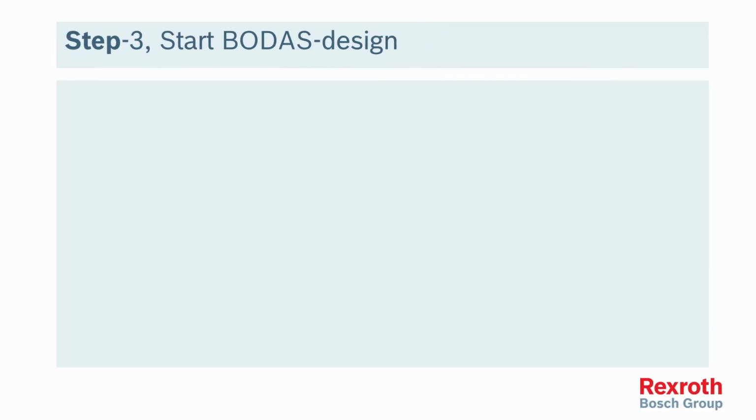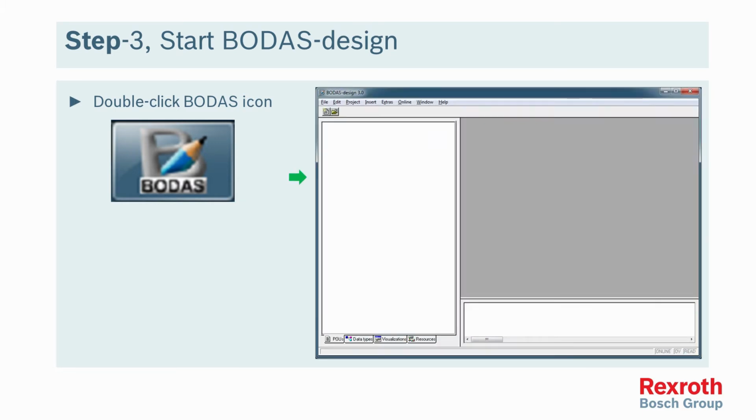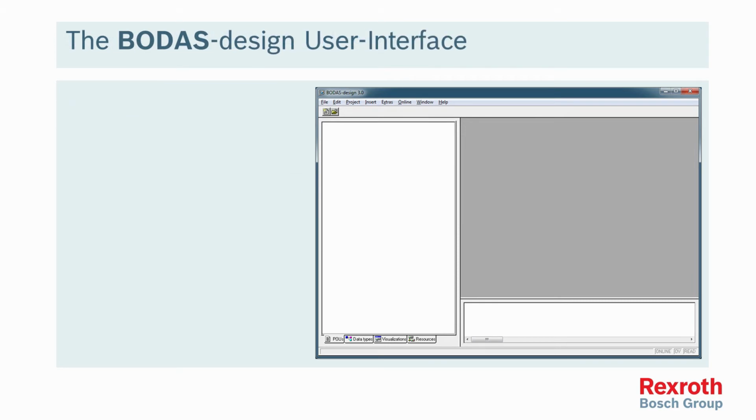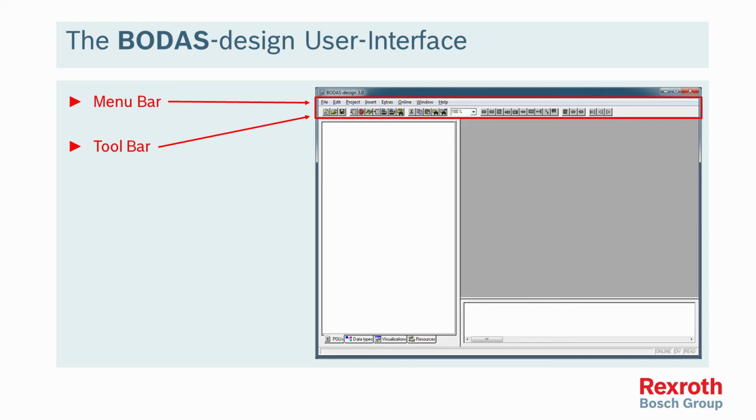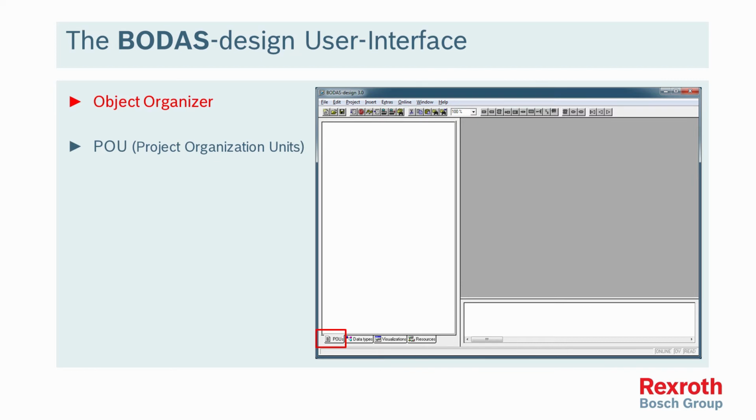Next is step three. We will start the BODAS Design Program by double-clicking the BODAS icon with the blue pencil or selecting it from your start menu. The user interface for BODAS Design is very straightforward. The menu bar and the toolbar are both synonymous with typical Windows programs. Moving on to the leftmost area, we'll refer to this as the Object Organizer. This is home to the POUs, Project Organizational Units. See the lower left tab.